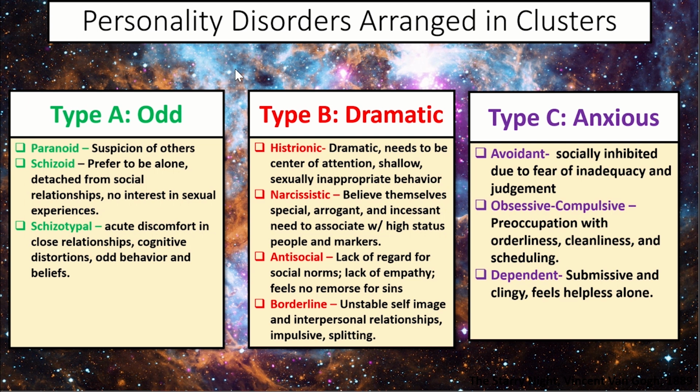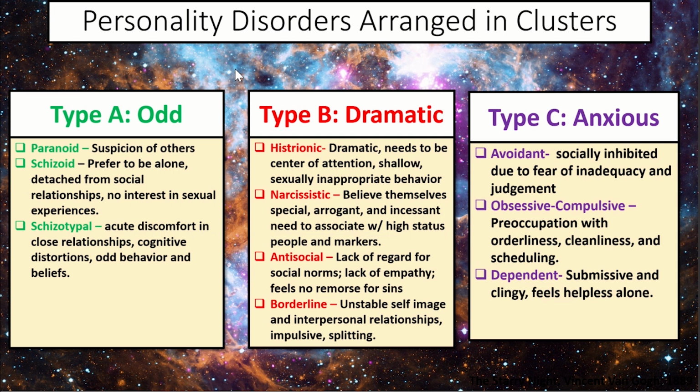Type C is the anxious, which includes avoidant, obsessive compulsive, and dependent. Avoidant is socially inhibited due to fear of inadequacy and judgment. The obsessive compulsive PD is the preoccupation with orderliness, cleanliness, and scheduling. And remember, this is egosyntonic, the personality disorder. It's easy to remember that the personality disorder is the one that is egosyntonic because they've been having this for years and years, and they've never recognized it to be a problem.